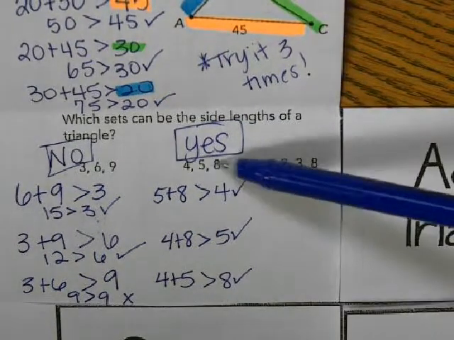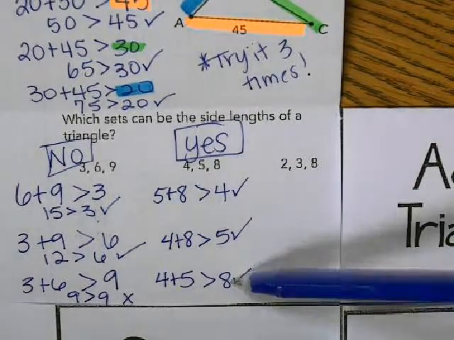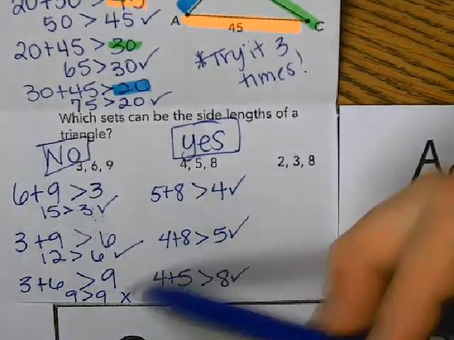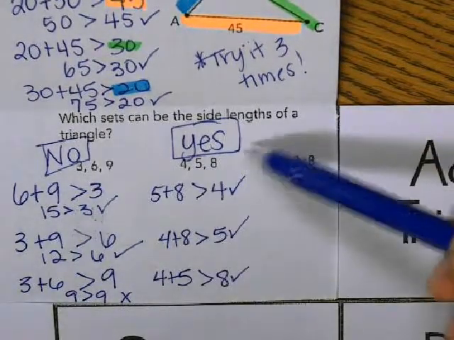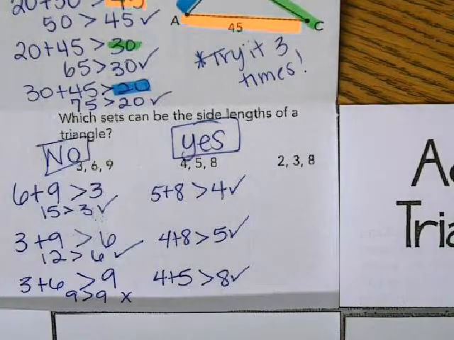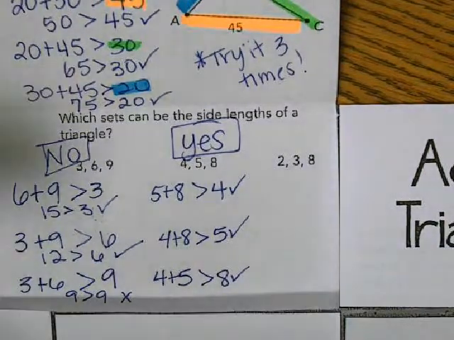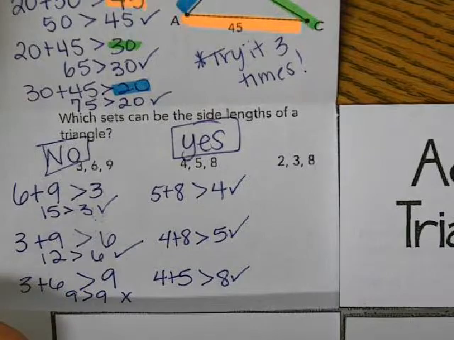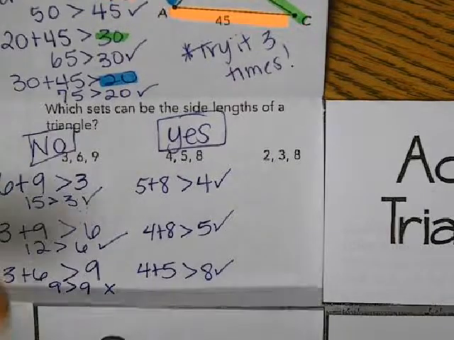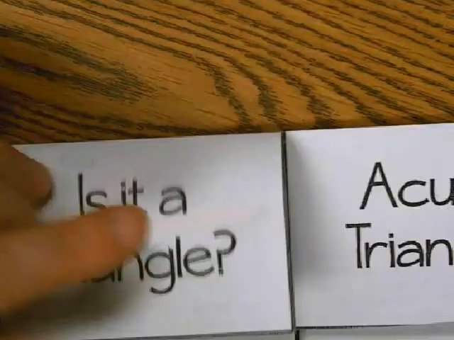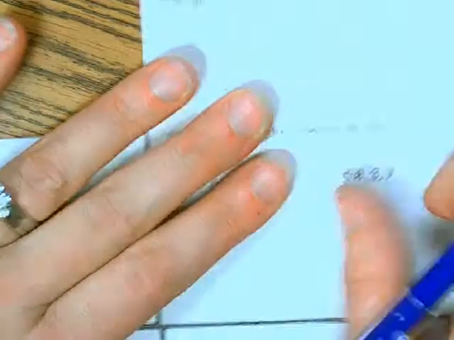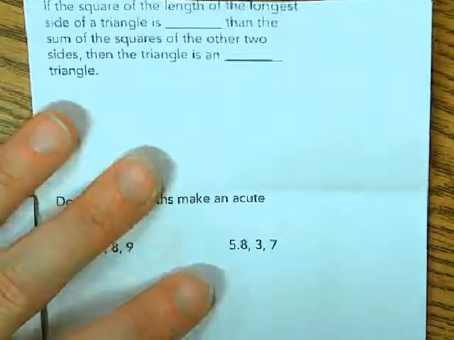Okay, so you're checking. Remember, you take each of these and you see, if I add the other 2, are they bigger? If one of them is not, then you say no. If all of them are, then you say yes. Okay. For acute triangle, obtuse triangle, and right triangle, we're going to use the Pythagorean theorem. Okay? So, we're going to determine what kind of triangle we have.